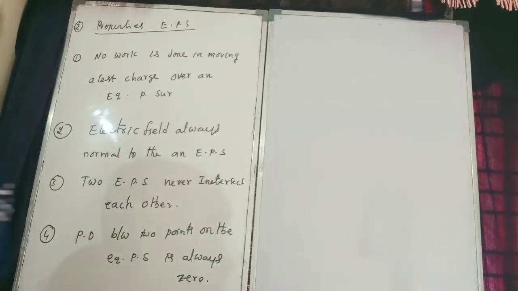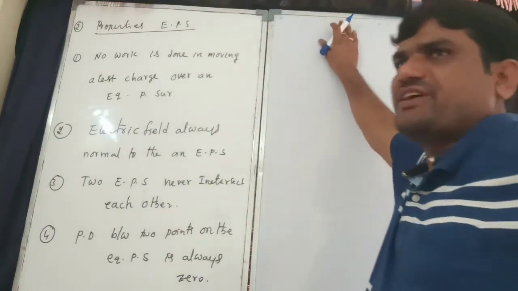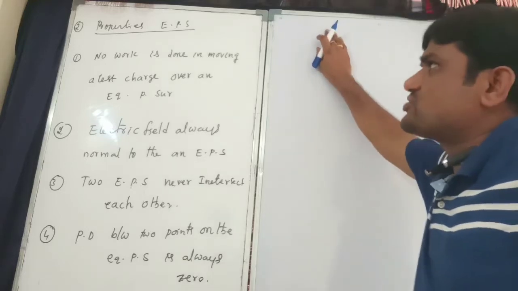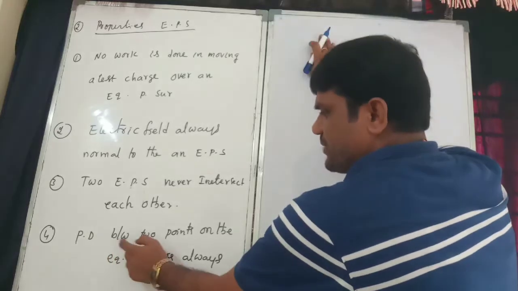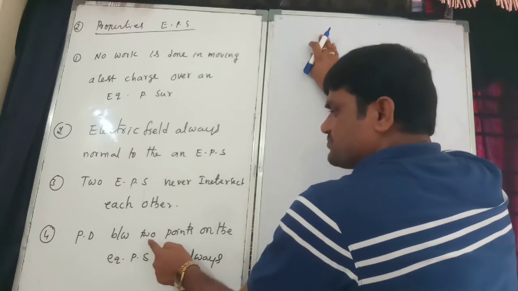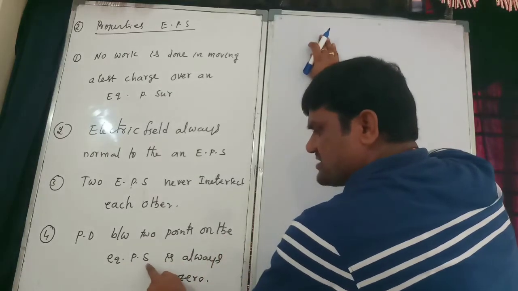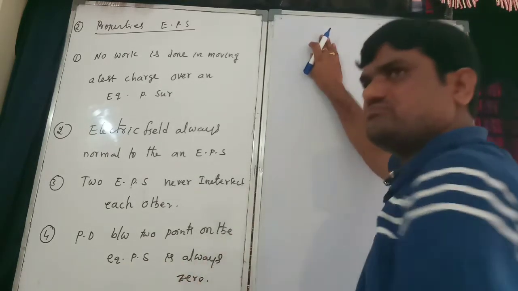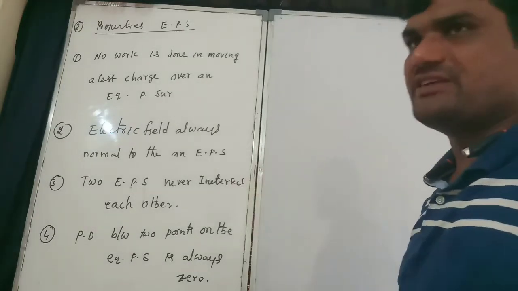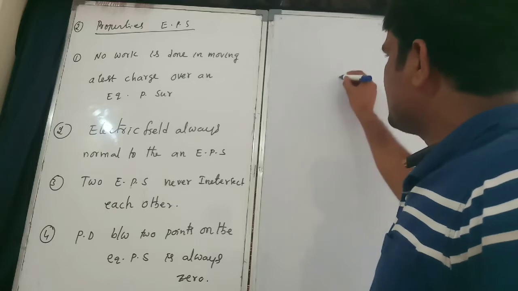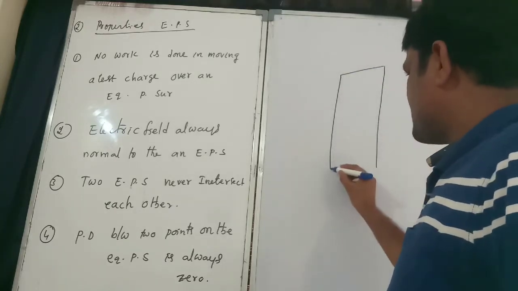So like that I have given 4 points. Very important points. Any 3 properties you can write, enough in examination. Okay? So properties of equipotential surface. First one I will give this point: potential difference between 2 points on the equipotential surface is always 0. Right? Okay. For example, what is that meaning, sir? So now this is one of the equipotential surfaces.